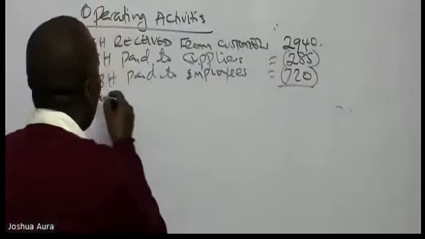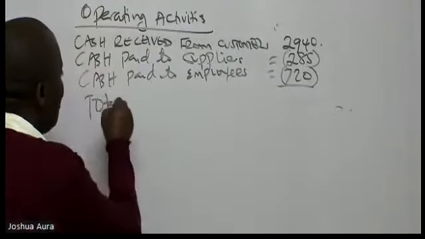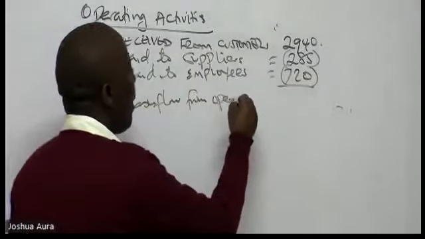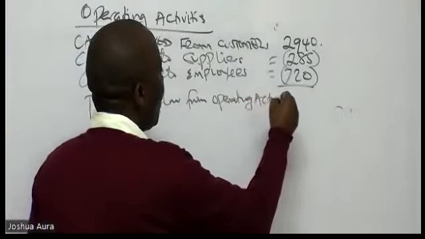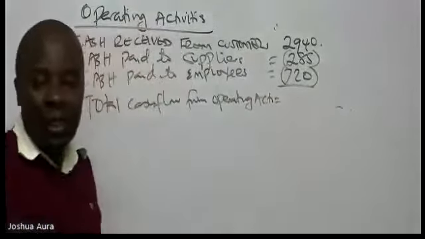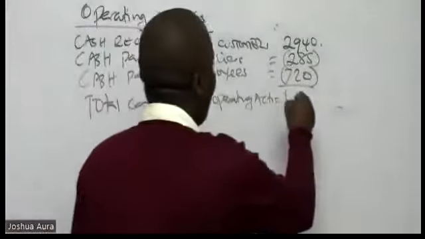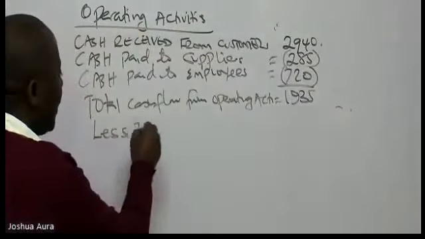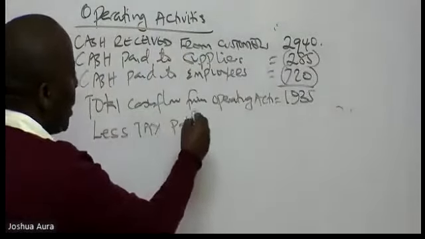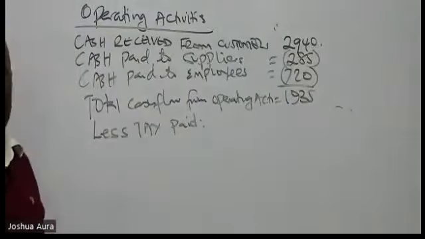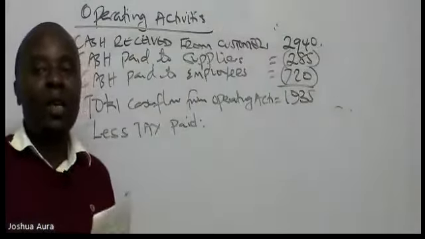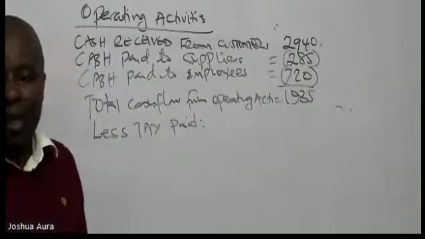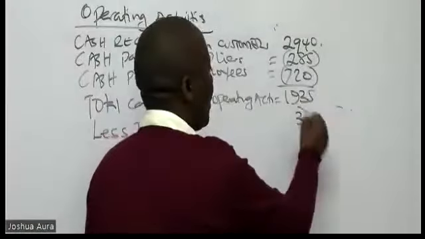Total cash flow from operating activities, 1935. And then we shall come and less what here? We less the tax paid. We had already calculated this tax paid, if you remember. Tax paid is 3.